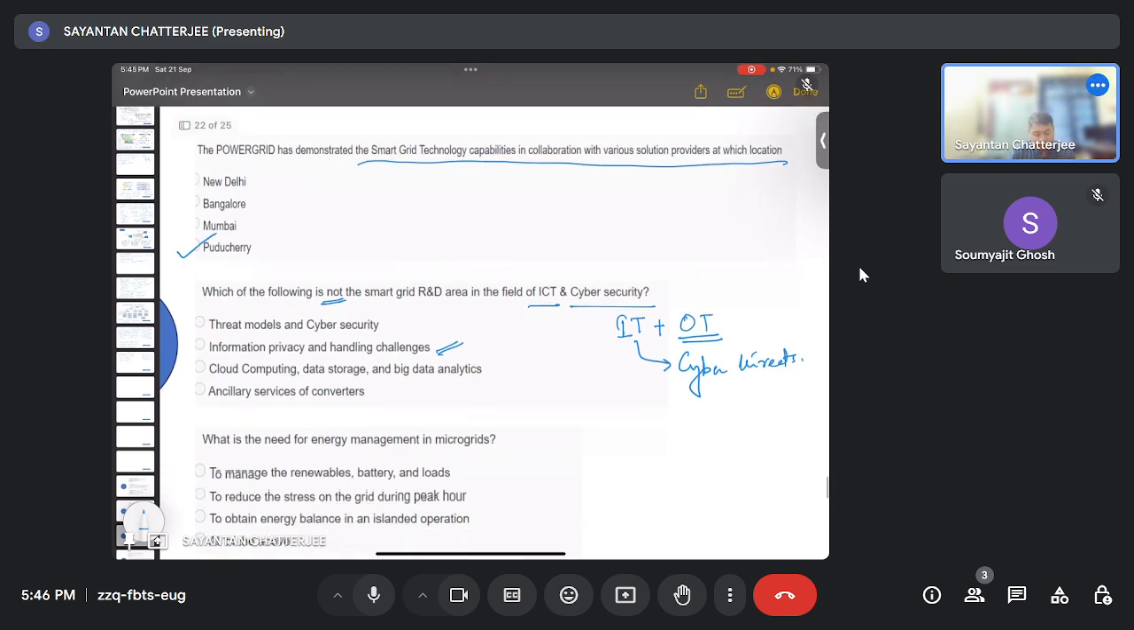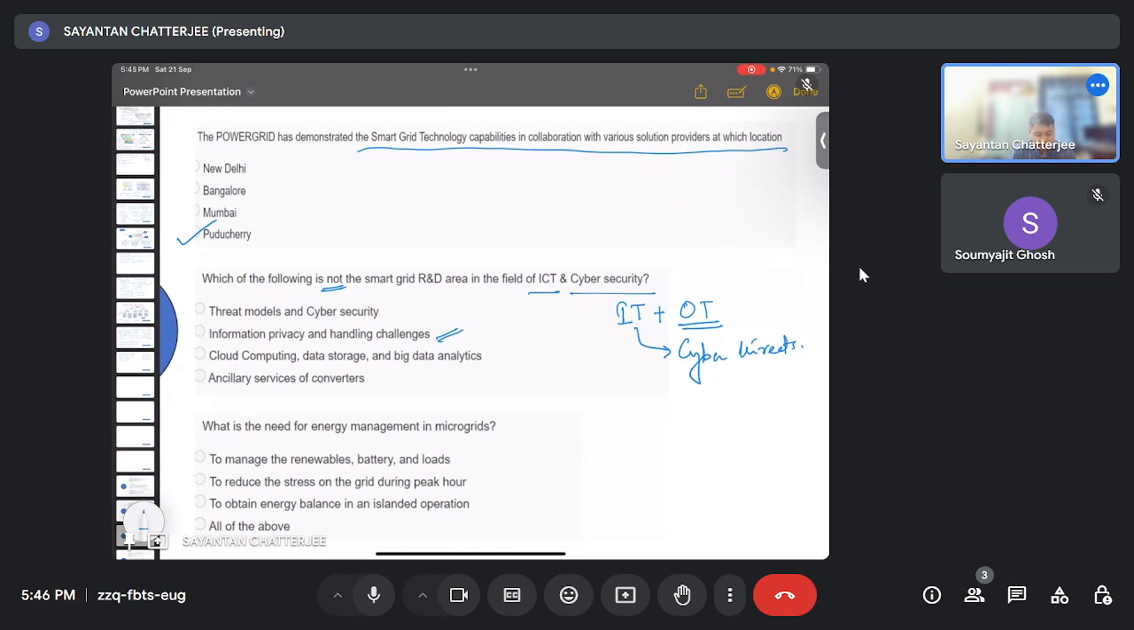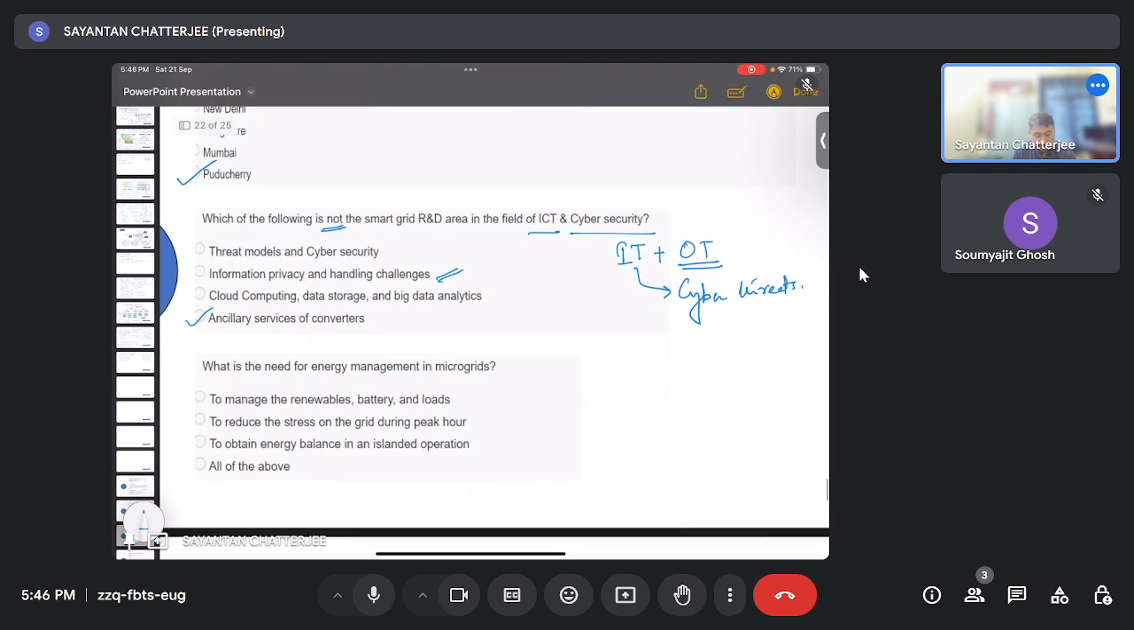So there is the ancillary services of the converters. Okay. This is not part of smart grid R&D of ICT and cybersecurity.